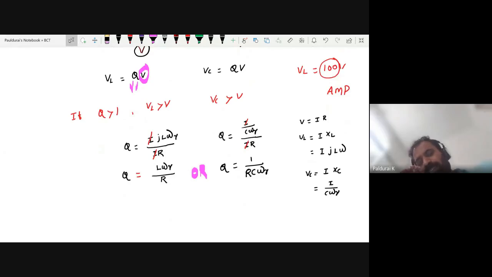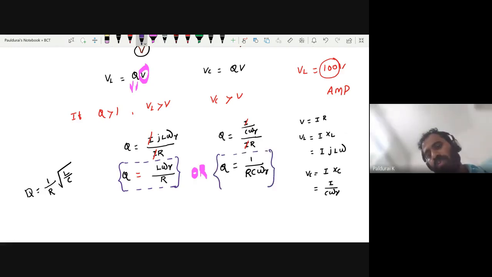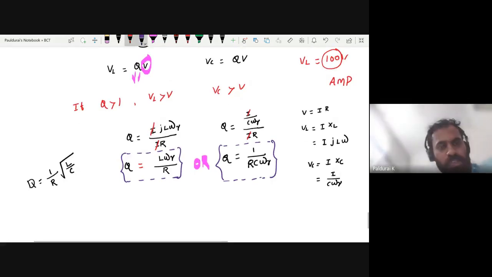But in terms of R, L and C, the formula for quality factor is 1 by R times the square root of L by C. Here you got three formulas. This one is in terms of inductance and resonant frequency. Here is another formula: if you know the capacitance, you can use this one. If you know L and C, then you can use this formula.